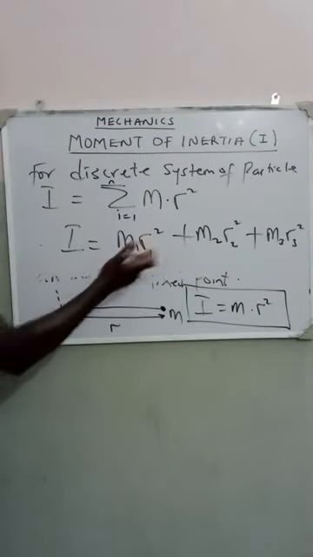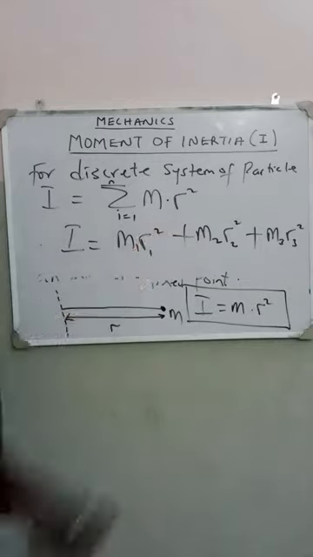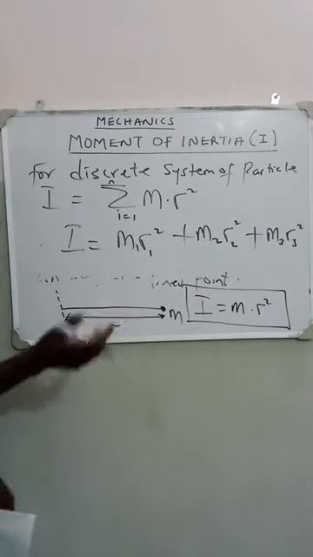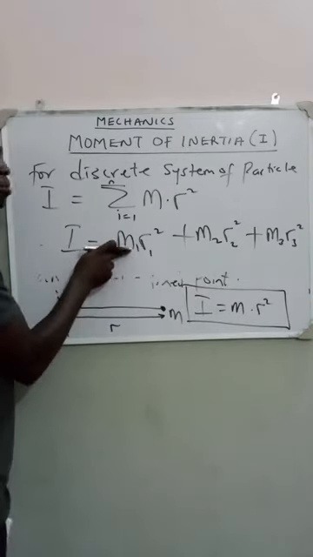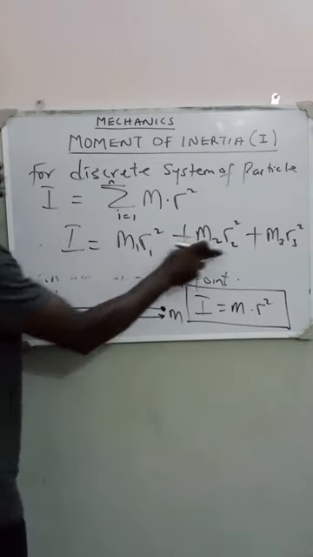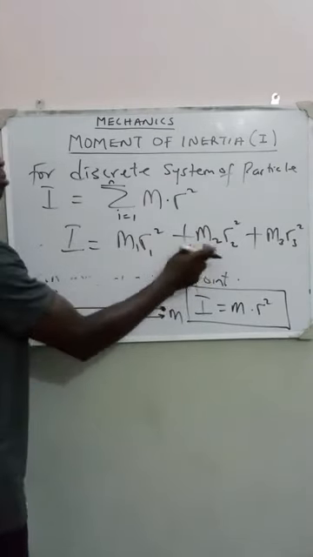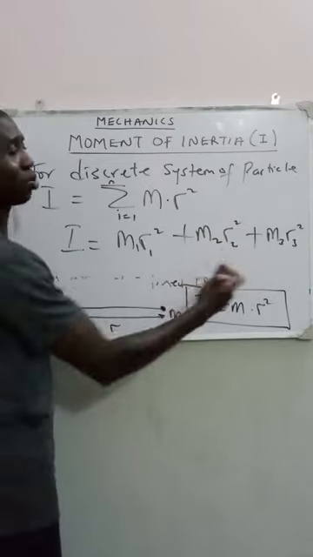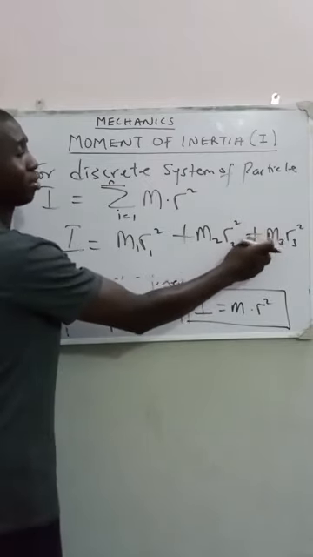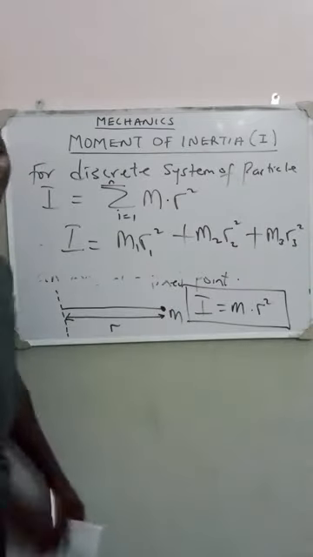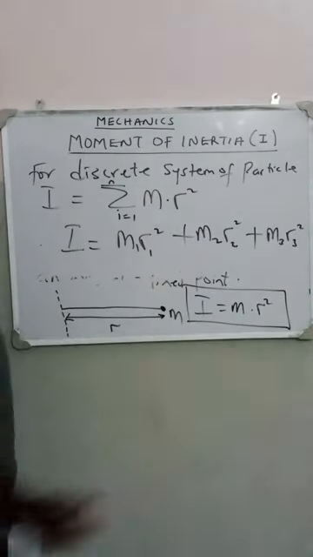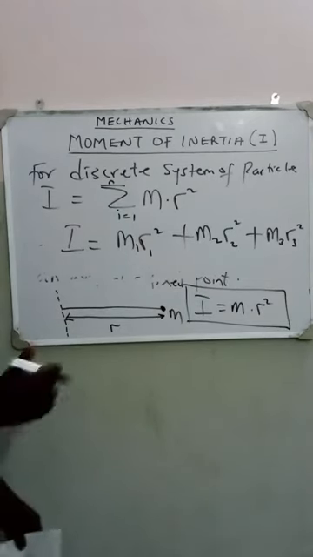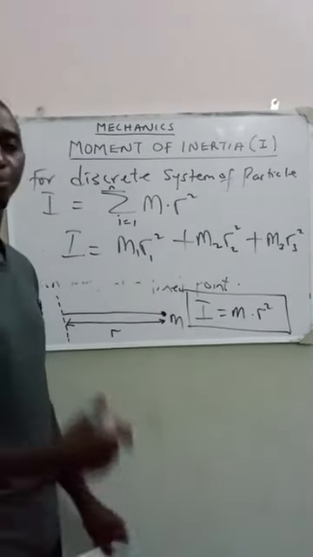So this is the moment of inertia of 3 masses. The m's, M1, M2, M3, are the masses. And R1 is the distance of the mass M1 from its axis of rotation. R2 is simply the distance of mass M2 from its own axis of rotation. Similarly, R3 is the distance of mass M3 from its axis of rotation. So this is how we calculate the moment of inertia of a discrete system of particles.